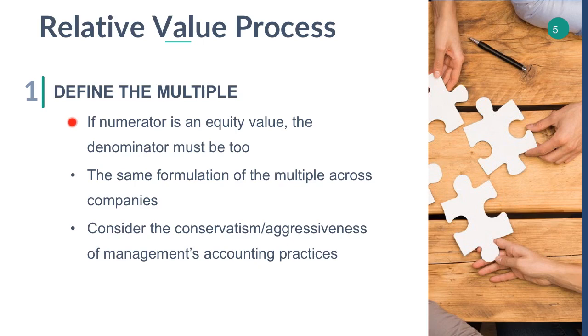If not, companies that take on debt are going to look deceptively cheap because interest expense is going to affect the numerator. Similarly, if the numerator is an enterprise value, then the denominator must be something like sales, EBITDA, or operating income that is available to all capital providers. As an example, we'd want to use enterprise value to sales instead of price to sales to ensure that the multiple is consistently defined.